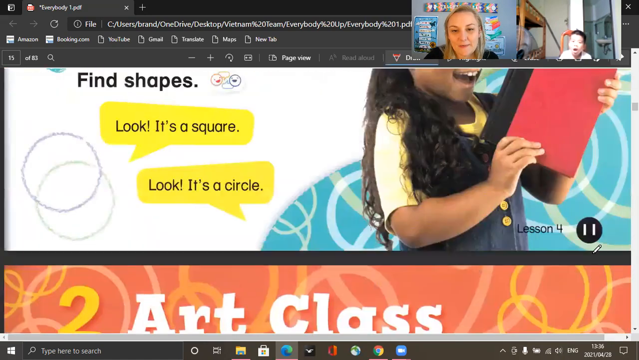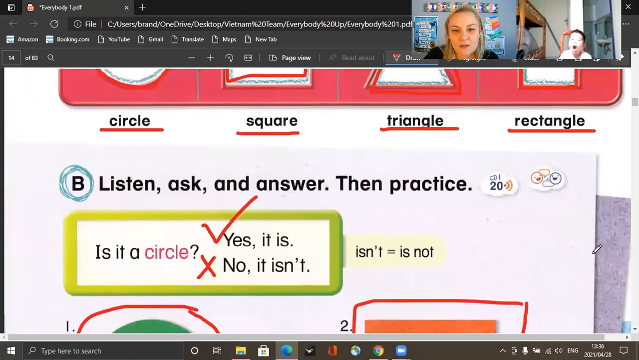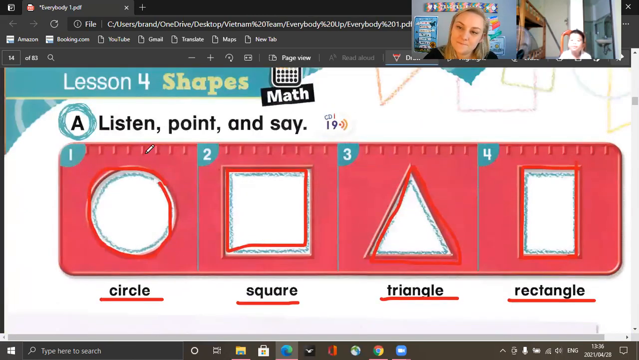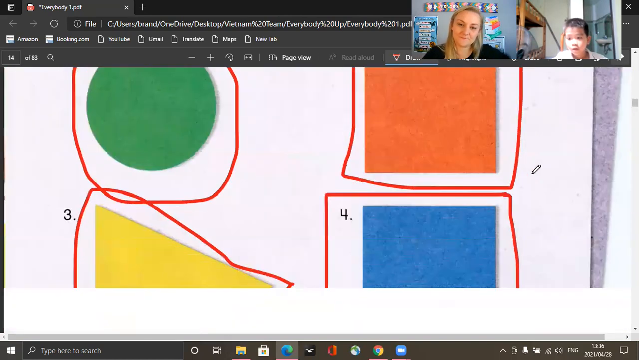Let's go back. What is number one? Circle. Yes. Number two. Square. Yay. Triangle. Yay. Number four. Rectangle. Very good. Okay. Let's see.